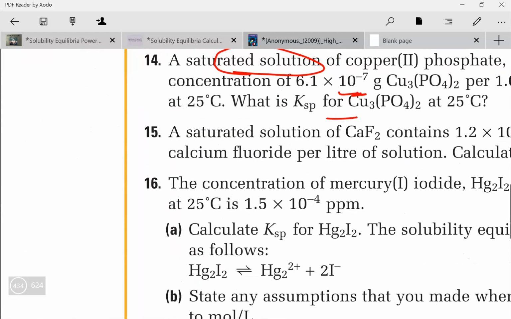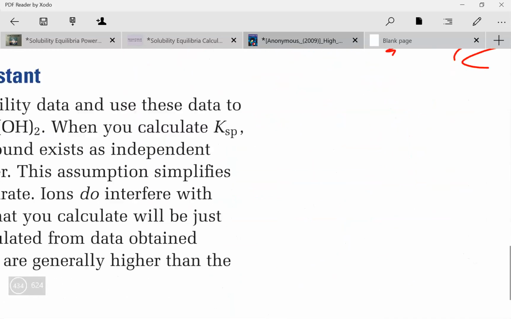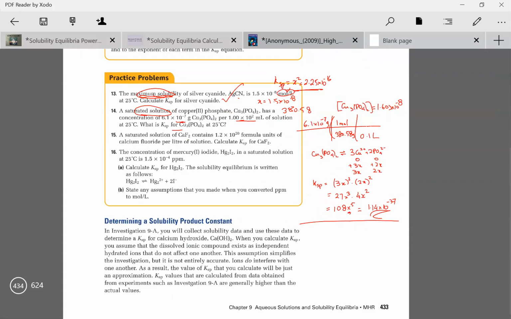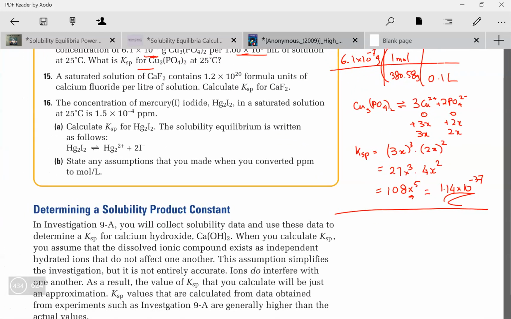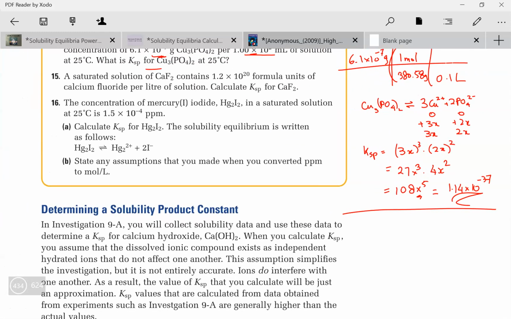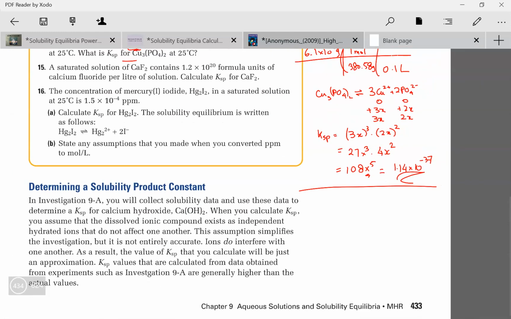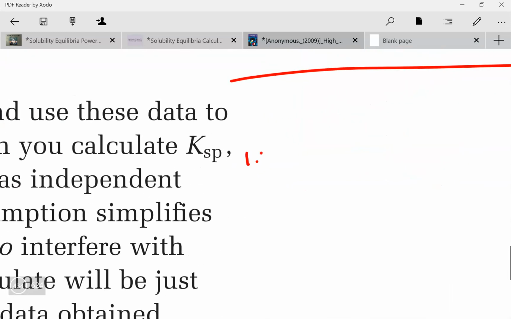Okay, let's do this where we don't have space anywhere. I'm going to do this right here. So 1.2 times 10 to the power 20 formula units of calcium fluoride. Again, I want to find my number of moles of calcium fluoride. So 1.2 times 10 to the power 20 formula units. I can't write a short form for that.